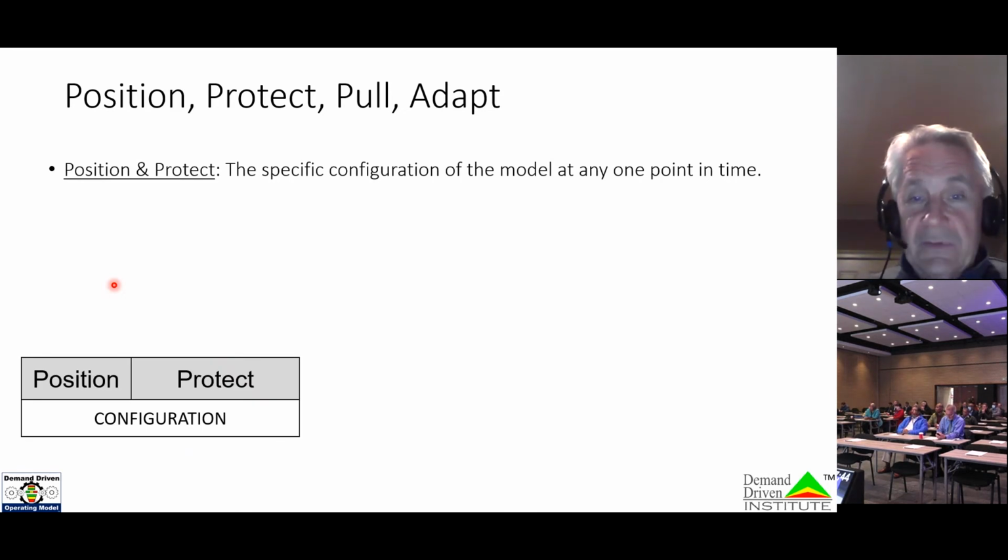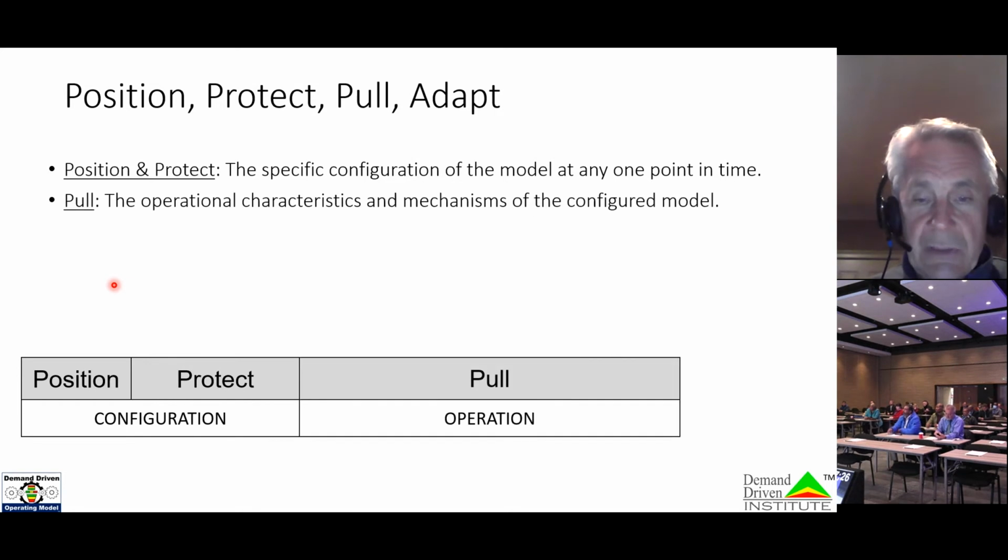Positioning and protecting is the specific configuration of the model, and we'll get into this in a few minutes, talking about how and where we are going to apply capacity buffers, time buffers, and stock buffers to gain better control of our operating model. Again, that's the combination of our materials management and our production scheduling and execution.